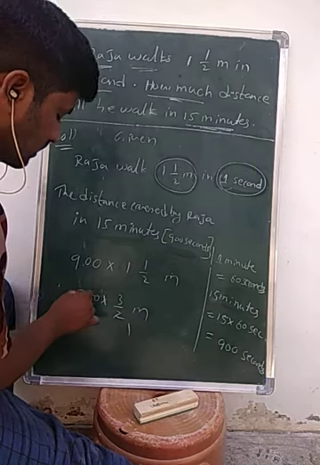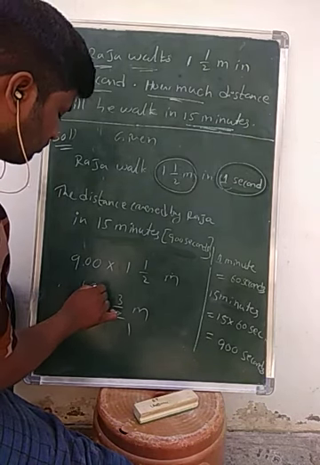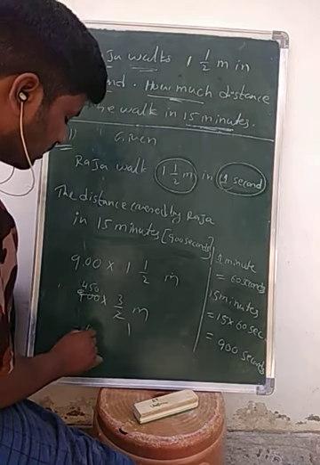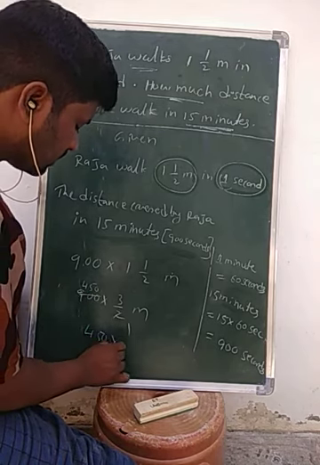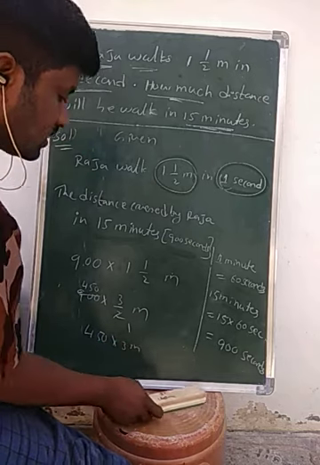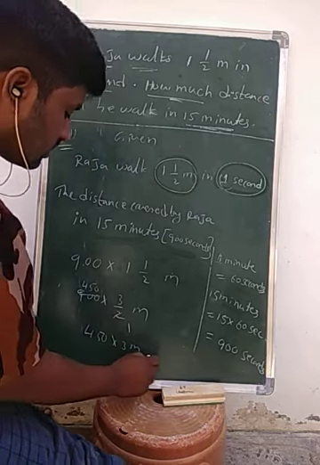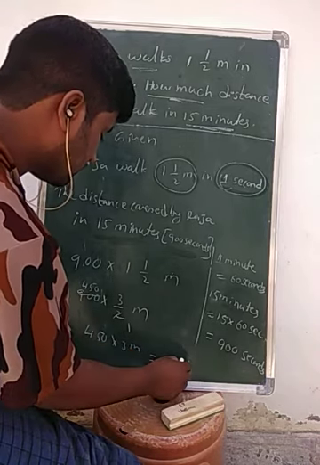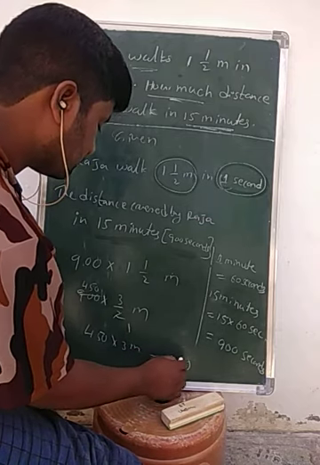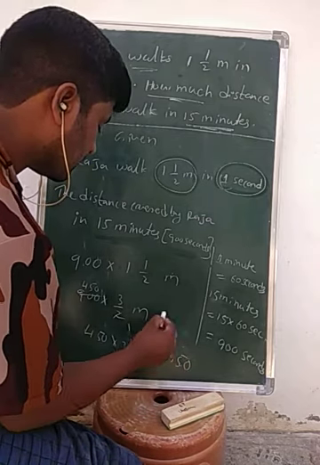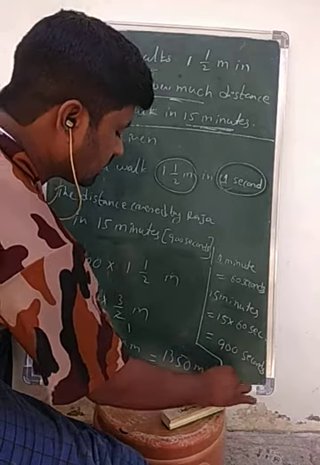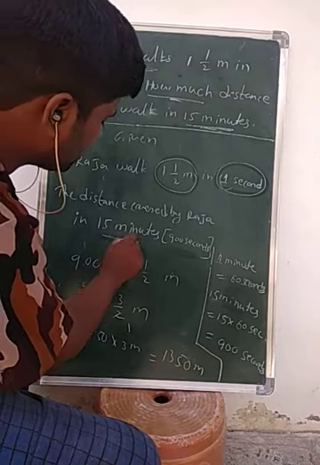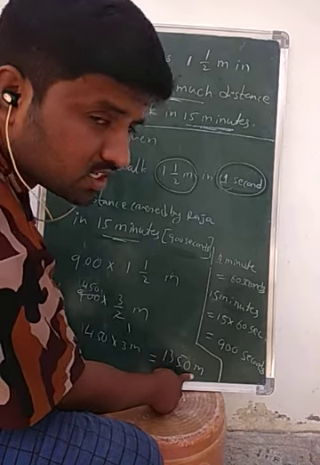Now 2 ones are 2, 450s are 900. Now we get 450 into 3 meter, that is equals to 450 into 3 meter means what? 3 zeros are 0, 3 5s are 15, that is 1350 meters. Now how much distance he covered? The distance covered by Raja in 15 minutes, that is equals to 1350 meters.